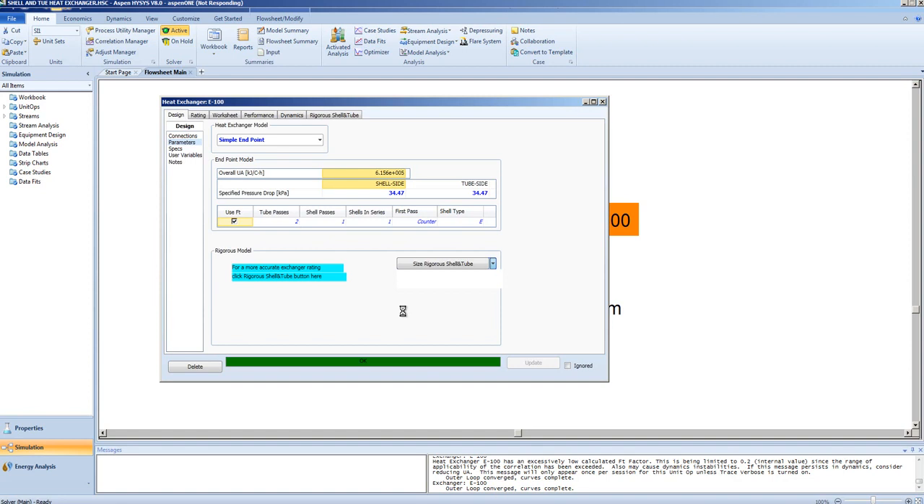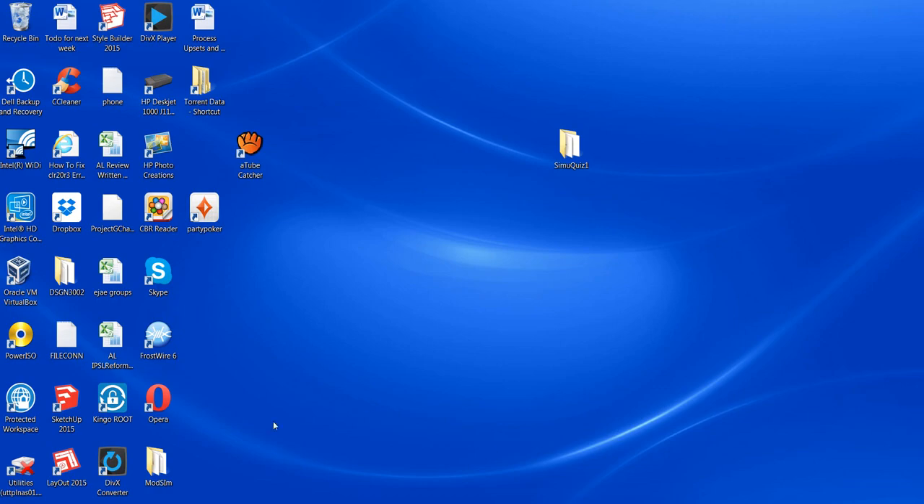What the auto size utility does is that it runs multiple iterations, similar to the Kern's method, to determine which physical geometry will actually work to give us the desired heat transfer coefficient and surface area. I will pause the video while this operation takes place.